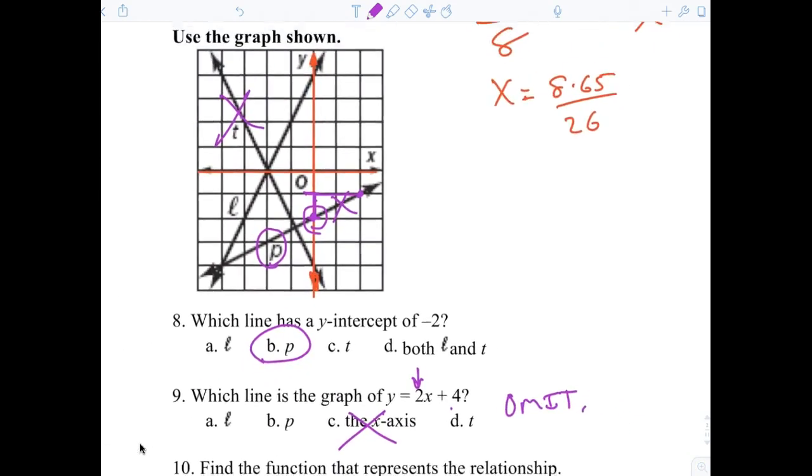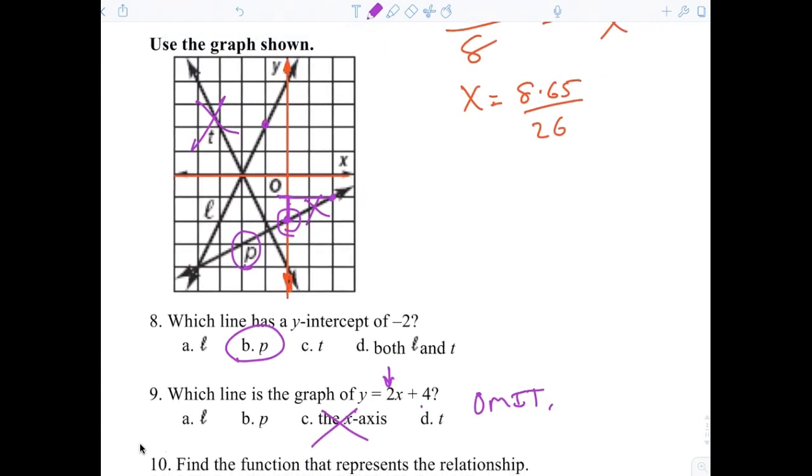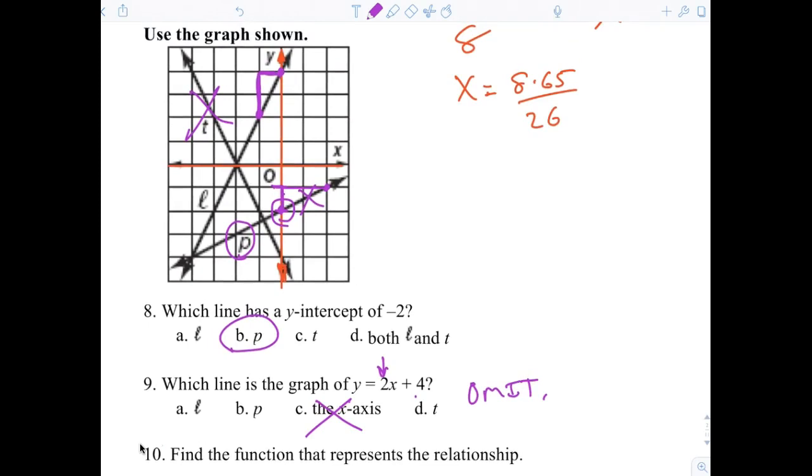So now I'm going to check out line L. Here's a point right there, and here's a point right here. Do you agree? So I'm going up how many? Up 2 and over 1. So is that slope 2? Yeah, so then that would be our answer. L, because that's the only line that has a slope of 2.